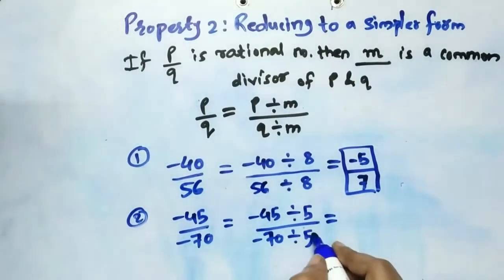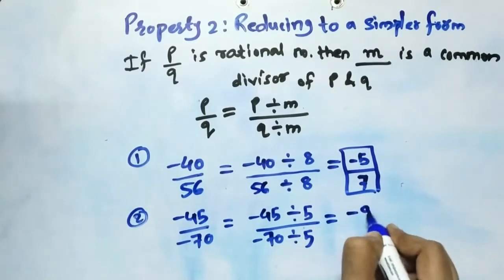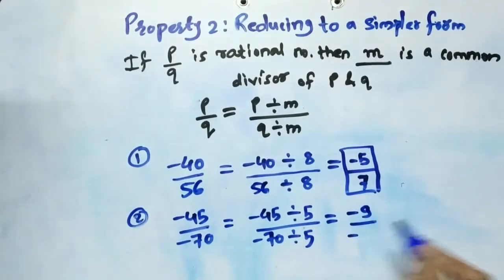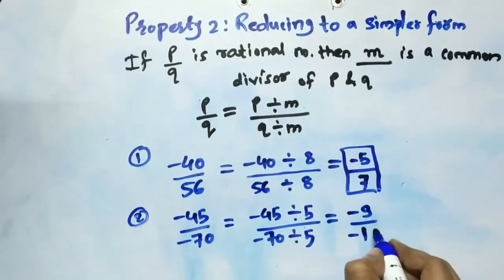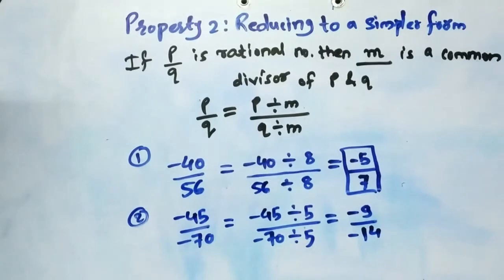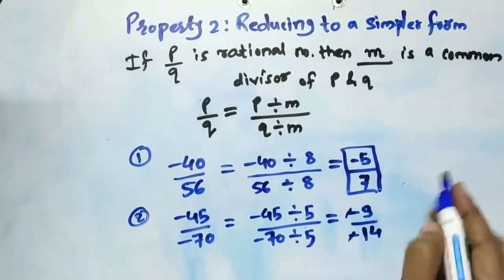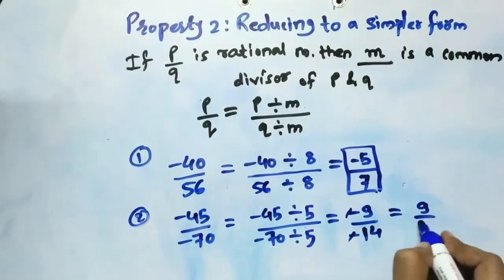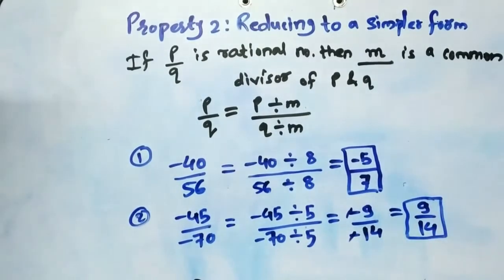So after dividing with the common divisor 5 here in the numerator, you will get 5 nines are 45, and here in the denominator what you will get? 40. So you can cancel both the negative signs. Here it is 9 by 14. So this 9 by 14 is nothing but the reduced form of this rational number.